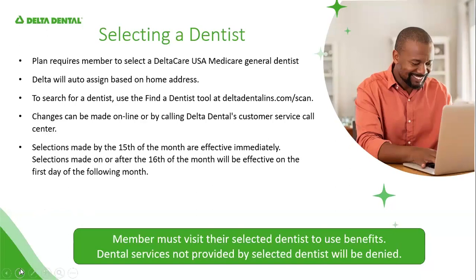Selections made by the 15th of the month are effective immediately, and selections made on or after the 16th of the month are effective the 1st of the following month. As I kind of mentioned, you're assigned to that dentist, and you must visit that dentist. Any services you might receive from a different dentist wouldn't be covered by the plan.